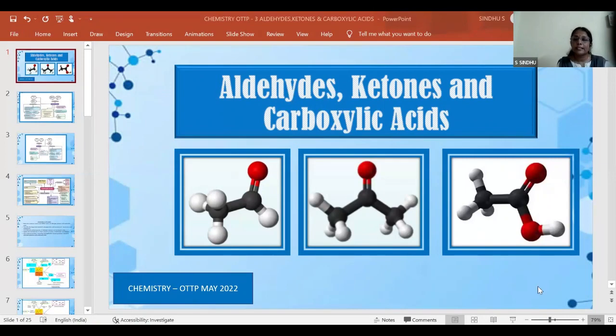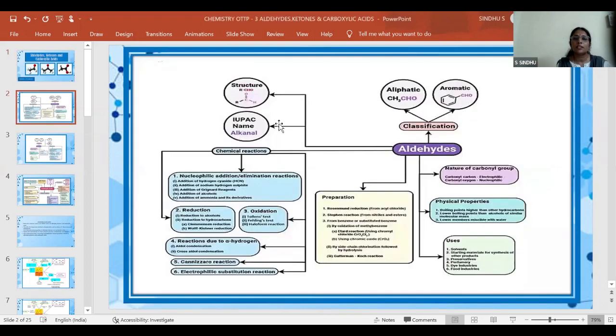So the chapter on aldehydes, ketones, carboxylic acids. Here again, the chapter deals with the structure, the IUPAC naming, aliphatic and aromatic aldehydes, the preparation methods and the chemical reactions. Mainly we have oxidation of aldehydes, reduction, then nucleophilic addition reactions, then reactions due to alpha hydrogen, the aldol condensation reactions, then the Cannizzaro reaction and electrophilic substitution reactions in aromatic aldehydes. So these are the basic things we deal with in the chapter under aldehydes.